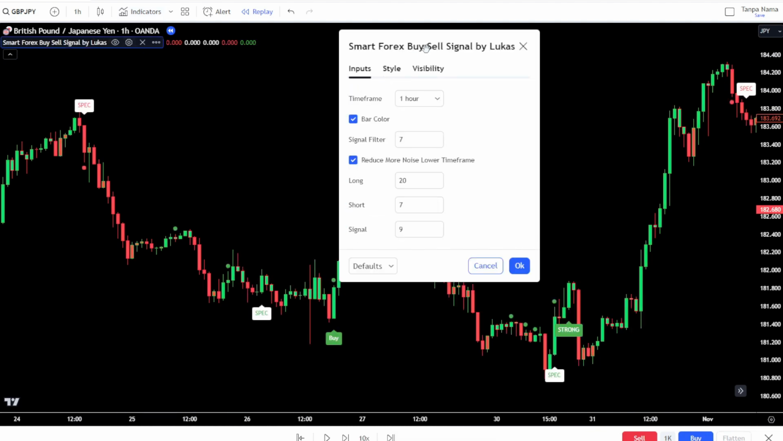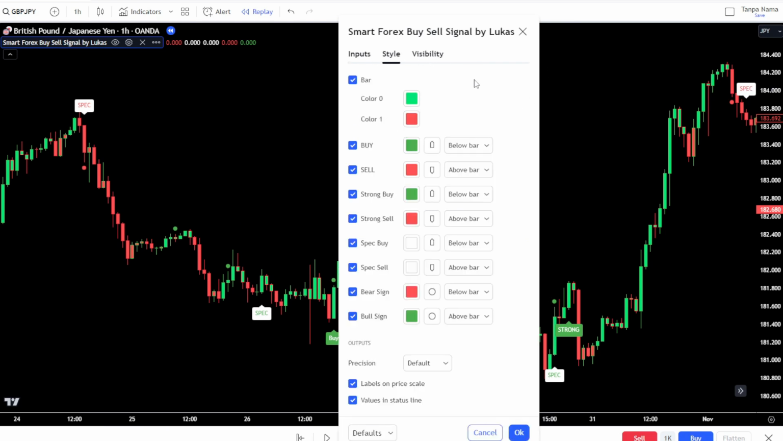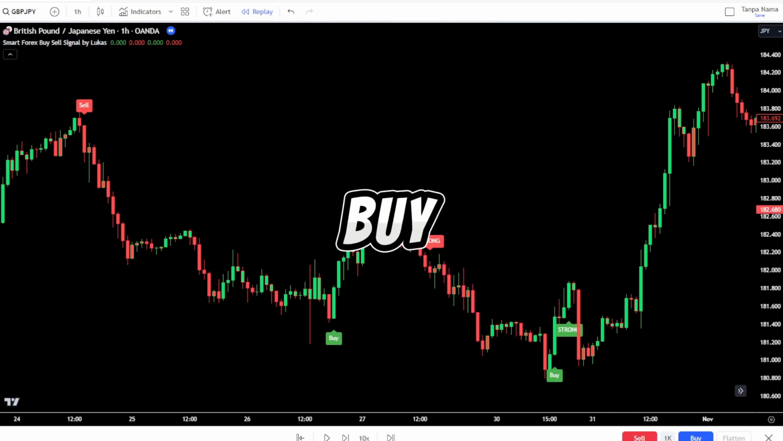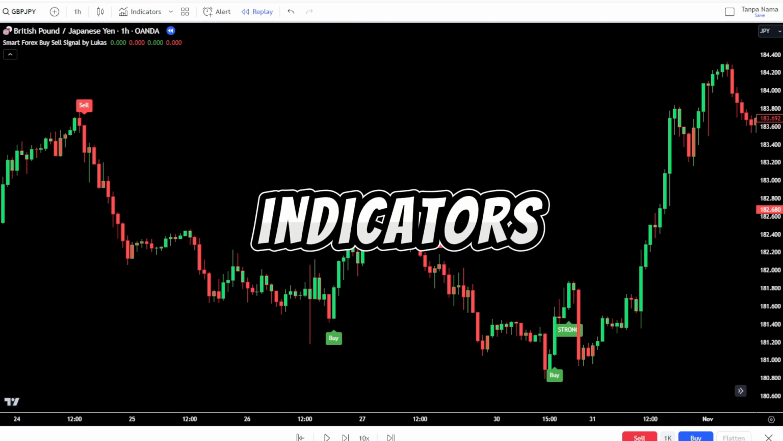In the Input tab, leave it at the default settings. Then, go to the Style tab. In the Style tab, remove the check marks on Spec Buy, Spec Sell, Bear Sign, and Bull Sign, then click OK. The Smart Forex Buy Sell Signal Indicator has a unique characteristic compared to other indicators.